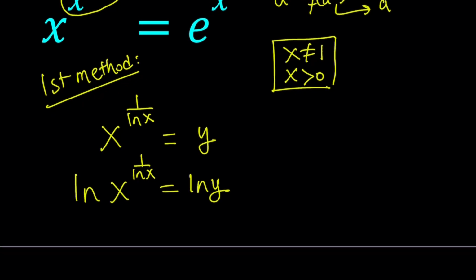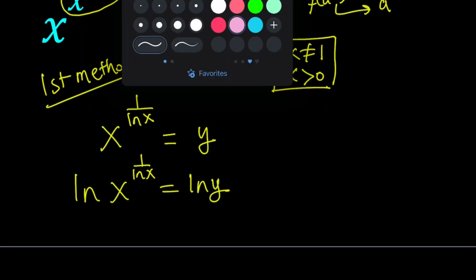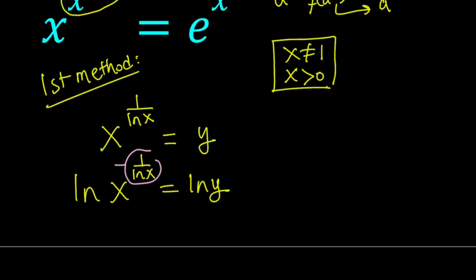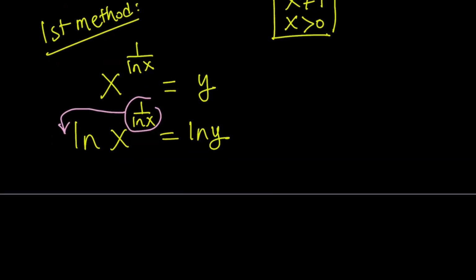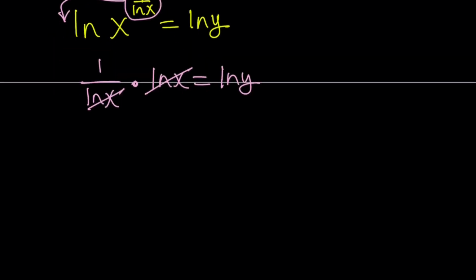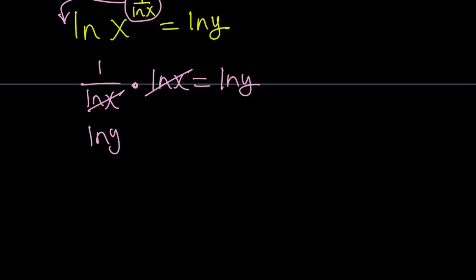So if you go ahead and use the power property, which tells us that you can move this to the front, now we have something nice: 1 over ln x times ln x equals ln y. And now ln x cancels out, leaving us with 1 on the left-hand side, but I'm going to write it on the right-hand side. So this gives us ln y equals 1. And that just means y equals e, Euler's number.